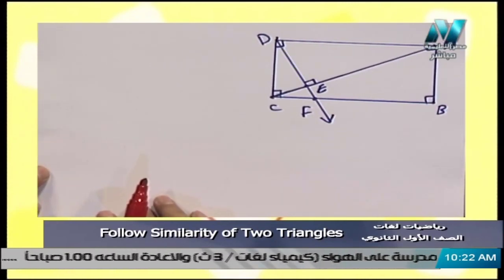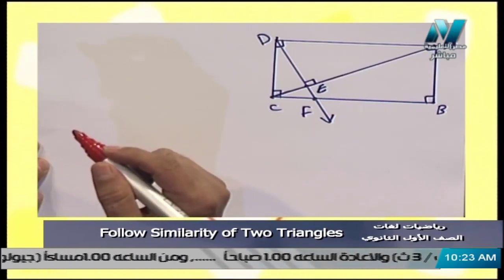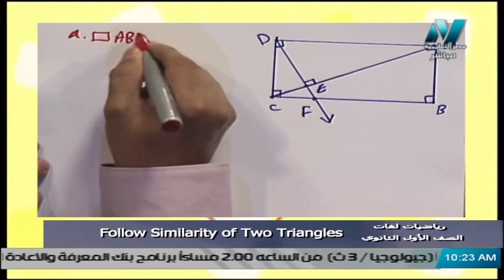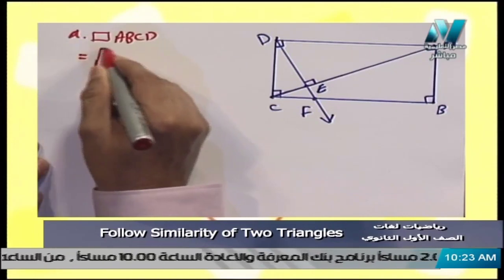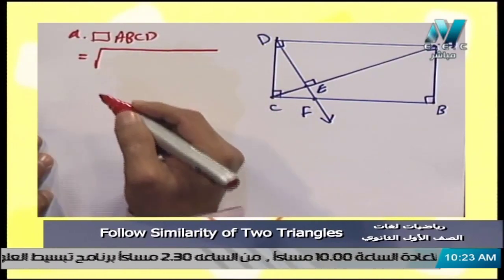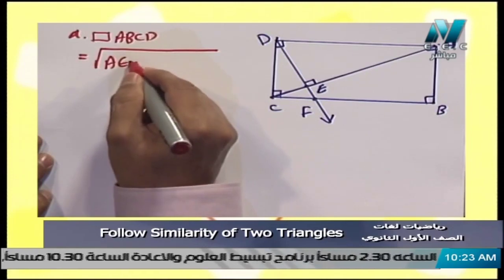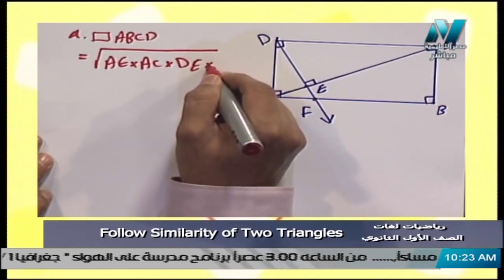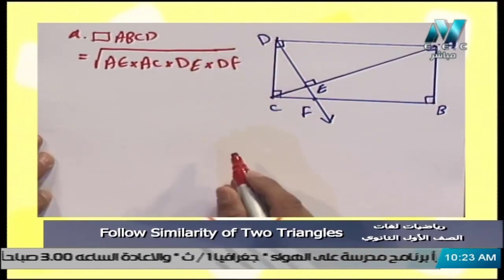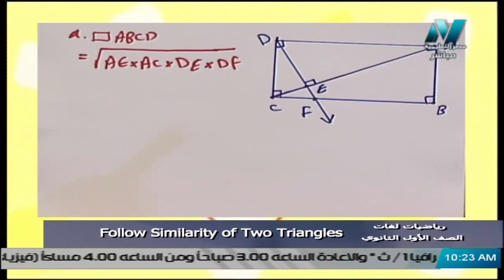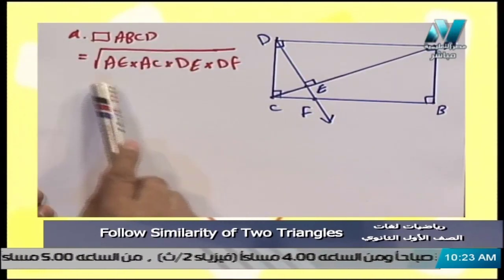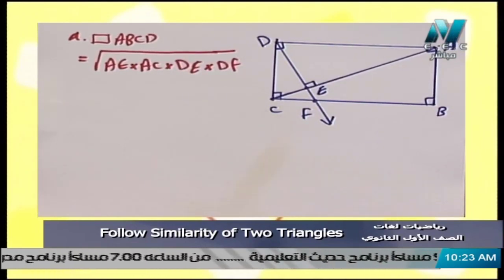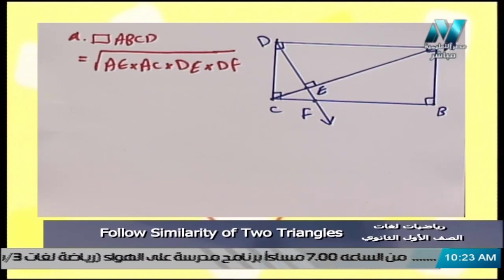The request is to prove that the area of rectangle ABCD equals the square root of AE multiplied by AC multiplied by DE multiplied by DF. The request is to prove that the area of the rectangle equals this square root. And we will try to prove that.